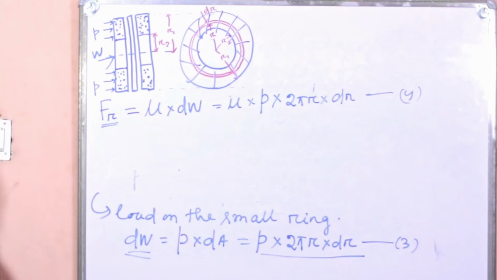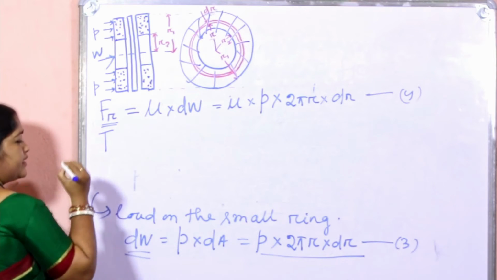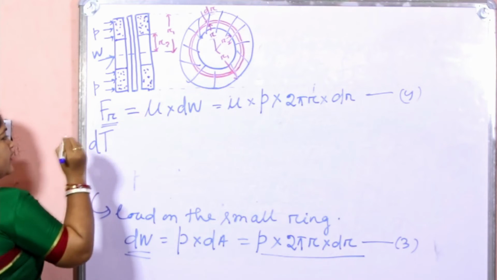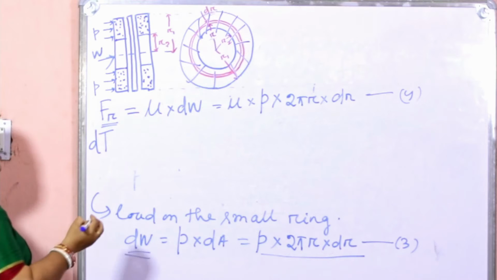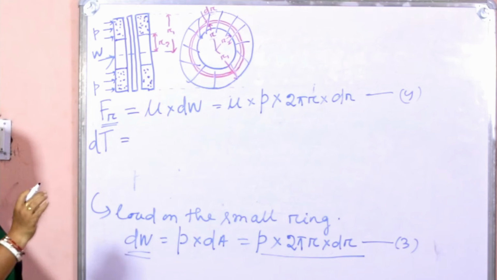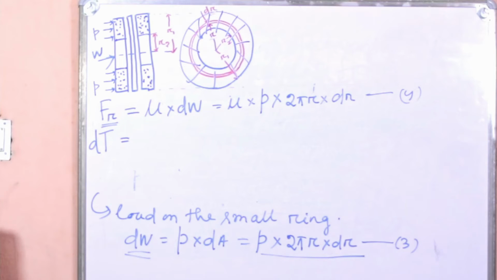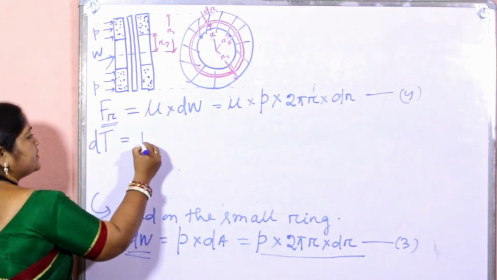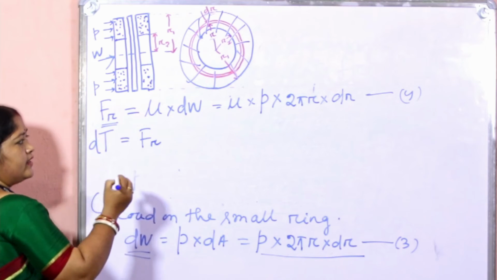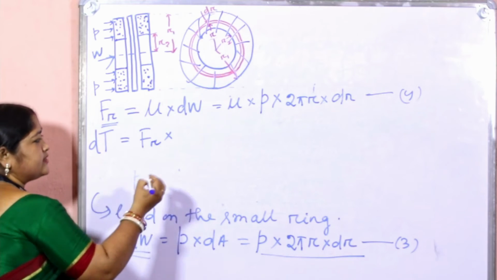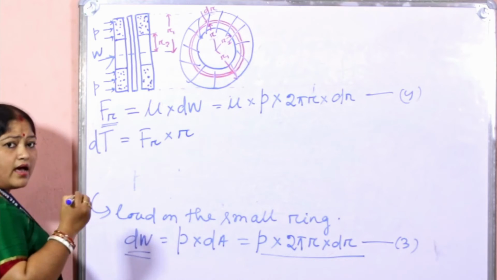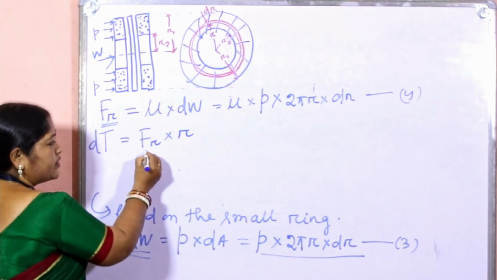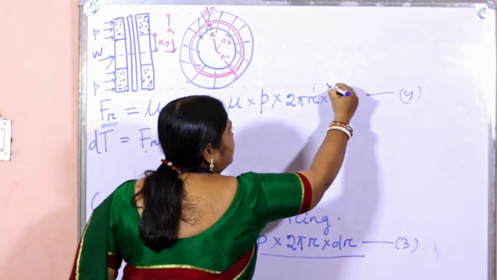Then I am calculating the torque transmitted by the small ring. So torque transmitted is T. For the small ring, I am taking it as dt. So dt is equal to, what is the formula? Torque, force into perpendicular distance. Here force is frictional force, right, into perpendicular distance. Perpendicular distance is r. So I am putting the value of frictional force Fr from equation number 4.